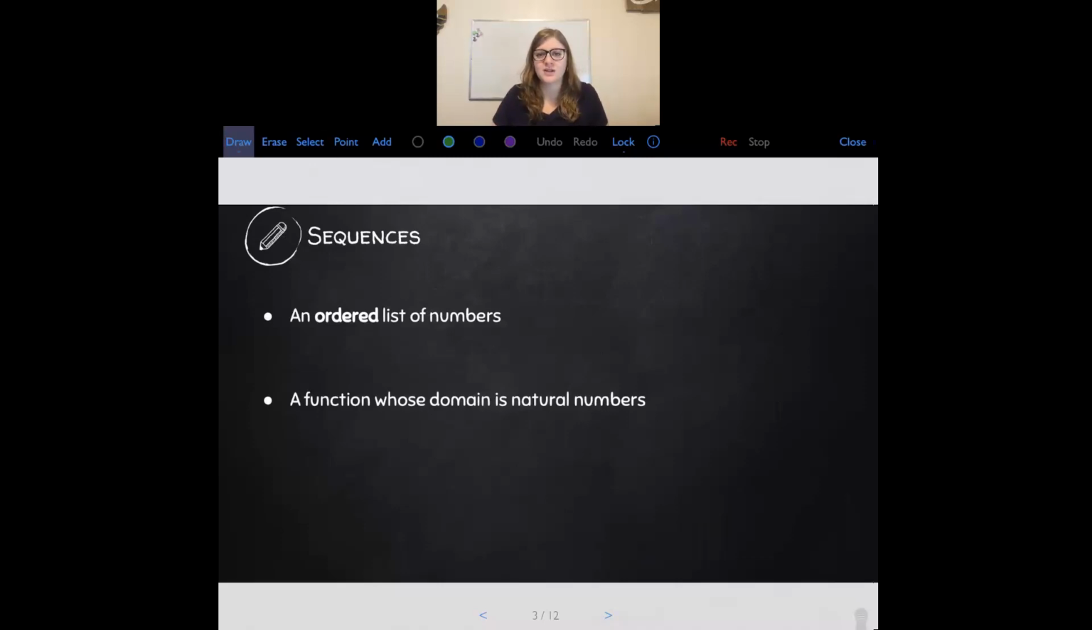A sequence is an ordered list of numbers. The word ordered is in bold because a sequence like this is different than this one. Even though they may contain the same numbers, it's a different order, so it's a different sequence. Another way to think of a sequence is a function whose domain is natural numbers.